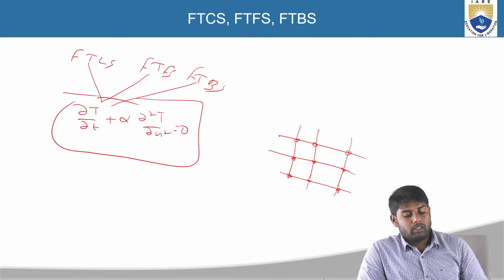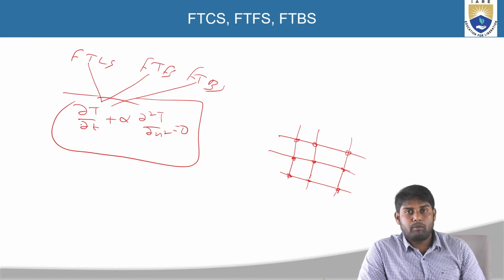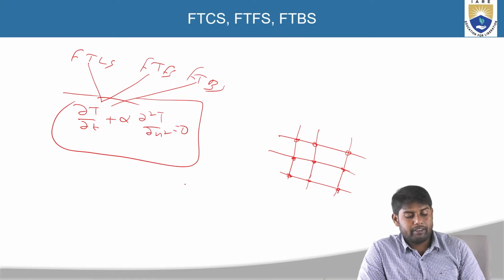So this is what we have. Now let's implement these schemes for the particular equation which is shown here, and let us use this sample grid. We already discussed it, so let us refresh it again.